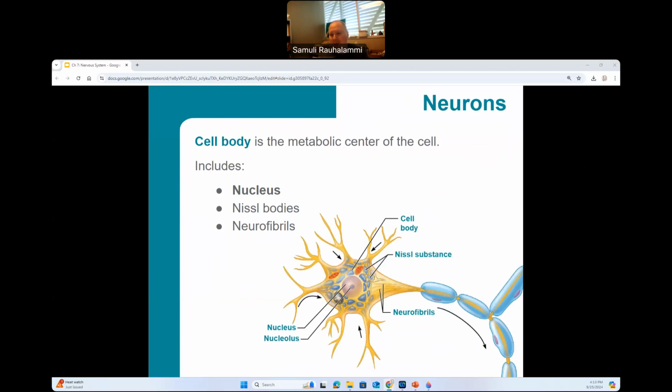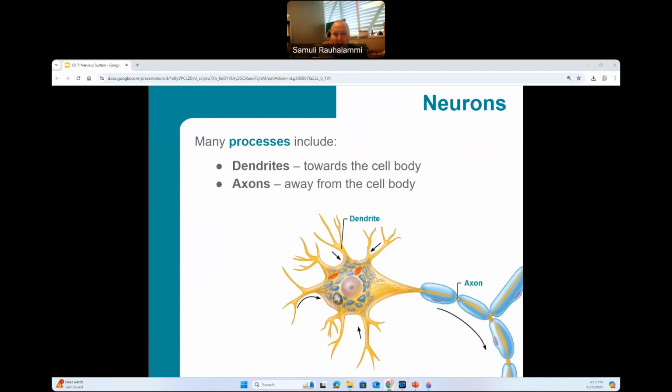Then there are neurofibrils, which are filaments that help to maintain the cell's shape. At this point, let's look at the processes of a nerve cell. There are really four processes that I want to highlight, and these are fibers that extend from the cell body. The first one that I wanted to talk about is our dendrites. These are structures that conduct impulses towards the cell body. I often make an analogy with my students of comparing these to antennas that collect information around themselves and bring it to the cell body. And there are hundreds of dendrites per neuron.